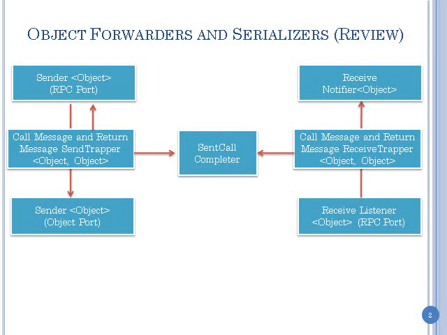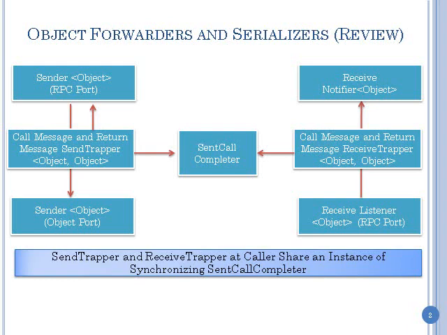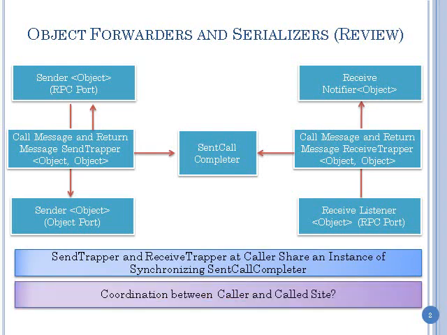Okay. So it's actually the other half, but it is kept by both the receiver and the sender, right? So the send call completer is the one that can either go to a queue or go and do a receive or whatever. Okay, so that's the object. And so there's some coordination, at the calling side, between the send trapper and the receive trapper.